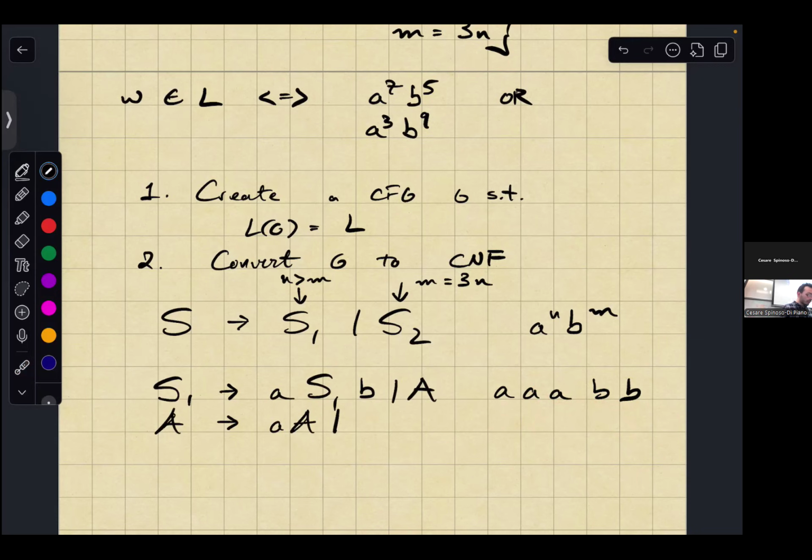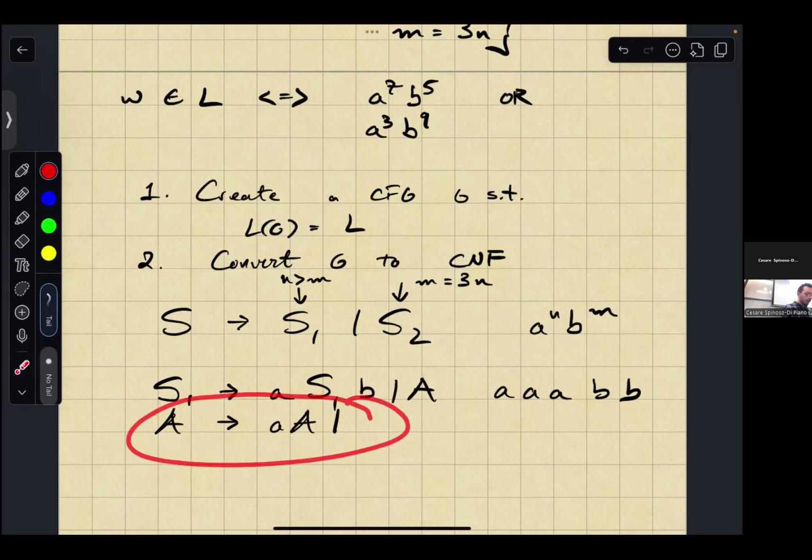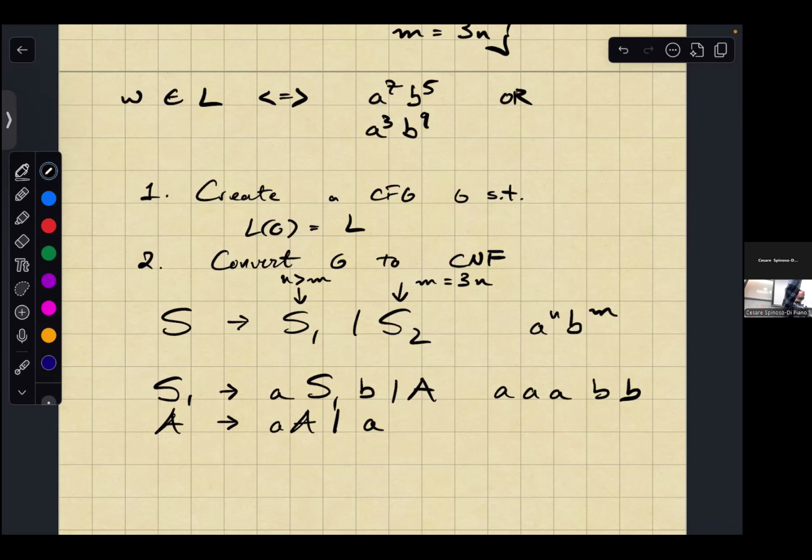And it's important in the base case here to not have the empty string. If I had the empty string, then this would mean that n was greater or equal to m, right? But I want strictly greater. So the base case for A is just that I generate a single A, so I at least have one extra A over the number of B's, okay? All right, so that's the first part of the language.